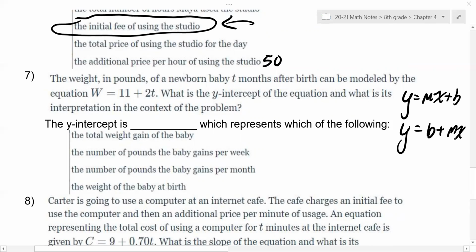What time is it? 35. Okay, we're good. Good. 10 minutes.